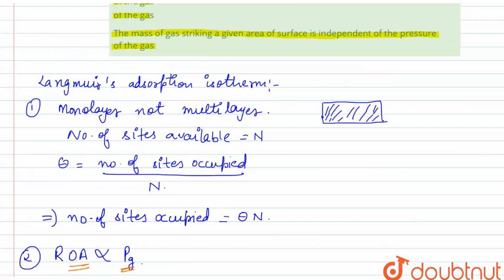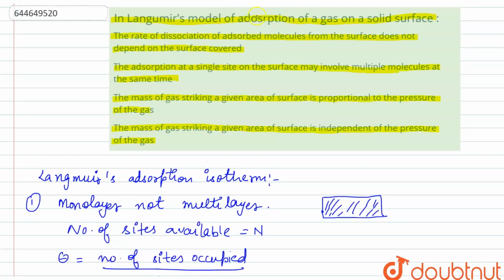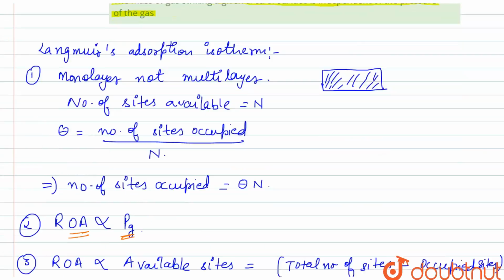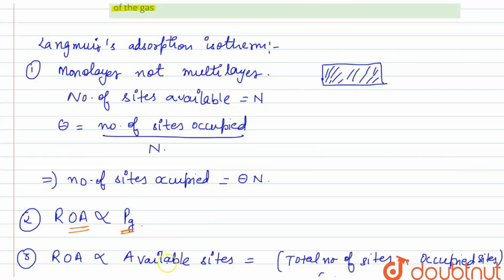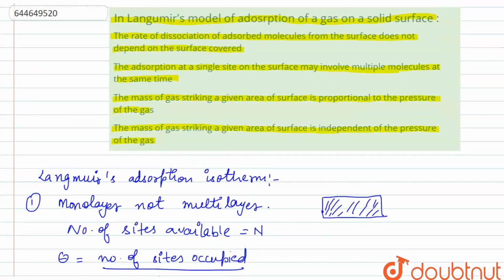So from the options given, we'll find the answer now. First is, the rate of dissociation of adsorbed molecules from the surface does not depend on the surface covered, but we have written here that it depends on the available sites. So this is the false statement. Second is, the adsorption at a single site of the surface may involve multiple molecules at the same time. No, it is only a monolayer, and there are no multiple molecules. So this is the wrong statement.